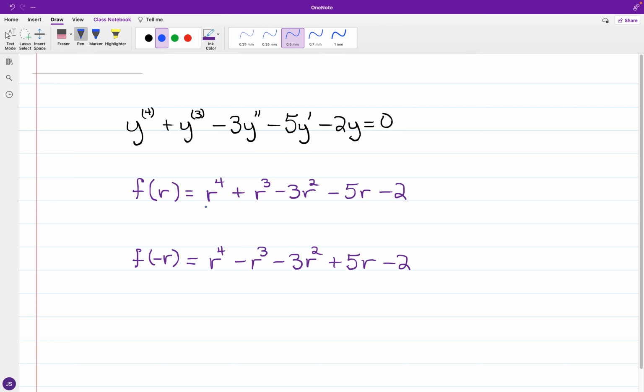Now for the rational roots that might work in the polynomial function case, your rational roots will be in the form of q over p.